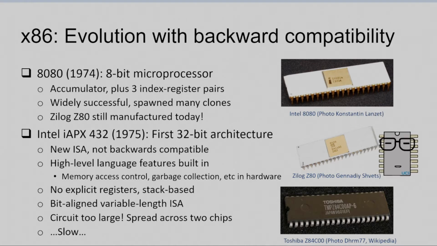I have no idea what these numbers are actually supposed to represent, but it is the first 32-bit architecture CPU that Intel designed. It designed a new ISA, not backwards compatible to the 8080, but I guess that didn't mean too much at the time because they only had one processor to be or not be backwards compatible to. And it had a lot of academic features, a lot of high-level language features built into the actual silicon of the chip.